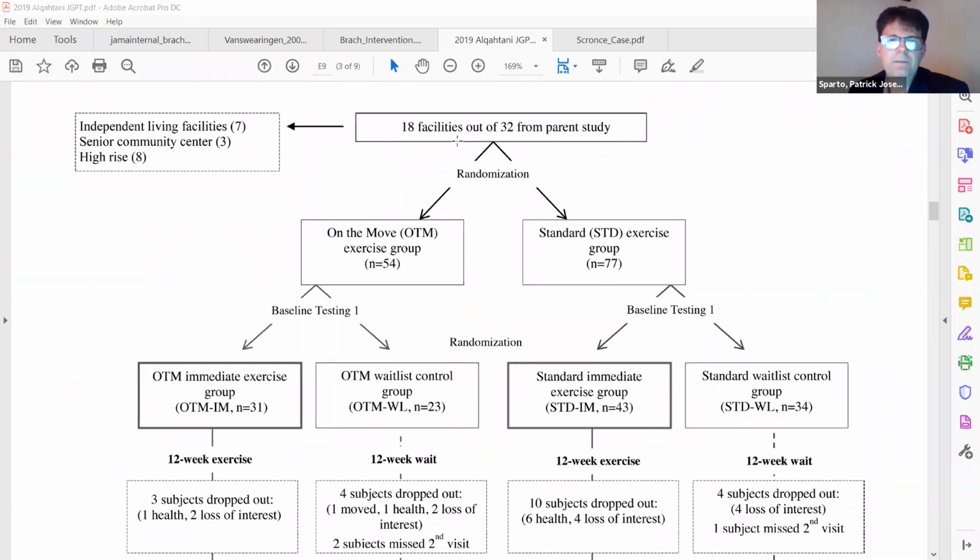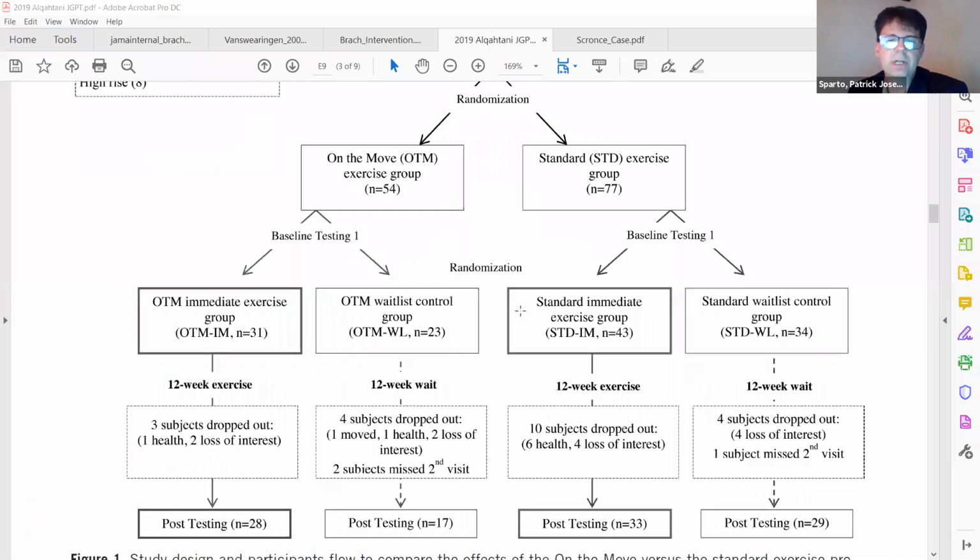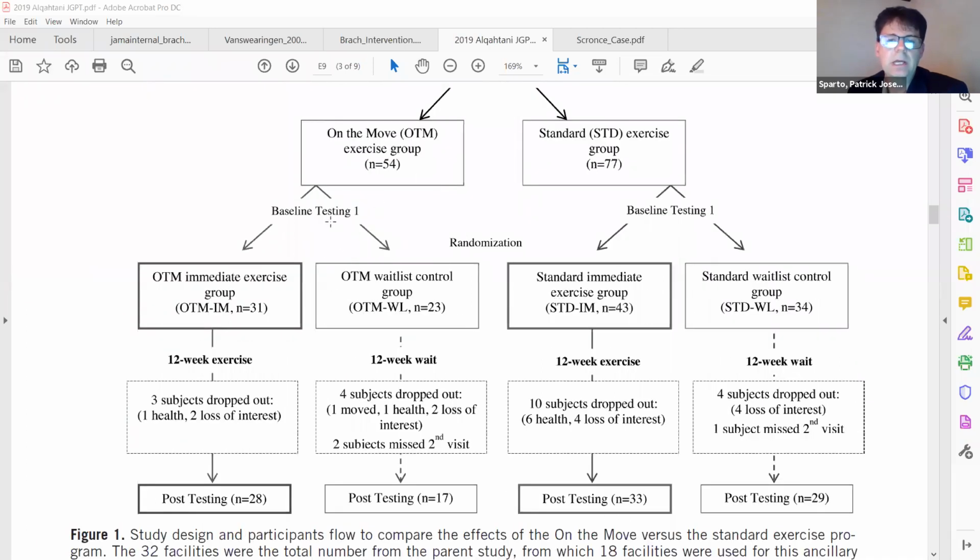If we look at the overall designation here in this figure, you can see, again, just the summary of the 18 facilities. Out of that, it just turned out, because this was a subsample, that the number involved in the on the move group was N of 54 compared to an N of 77 for the standard exercise group. And then you can see after baseline testing how the participants were randomized into immediate exercise and then the waitlist control group.